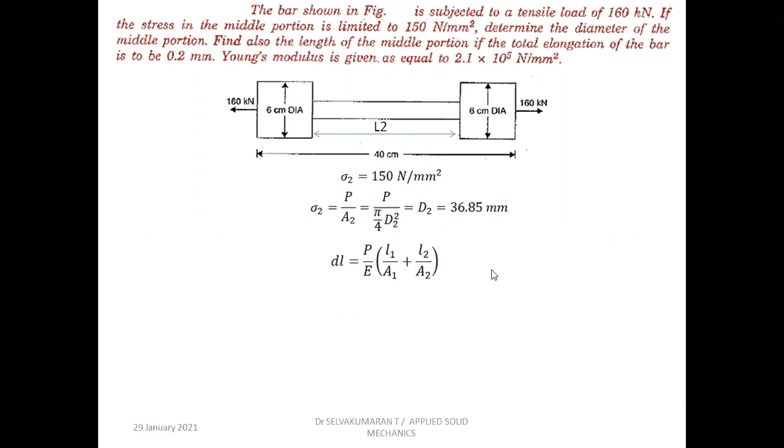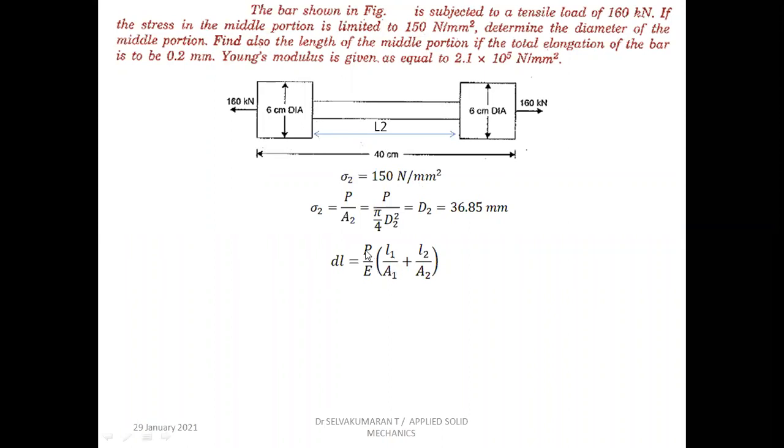And delta L is equal to PL by AE. So usually we write delta L as the summation of delta 1 plus delta 2 plus delta 3. In this case, this is L2 we are taking, and this other length we do not know whether it is equal or different, it is not given, but the area is the same, 6 centimeter dia, 6 centimeter dia. So what I have taken is, this is L2, and the sum of these two lengths as L1, that is this plus this is equal to L1. So that's why I've written here.